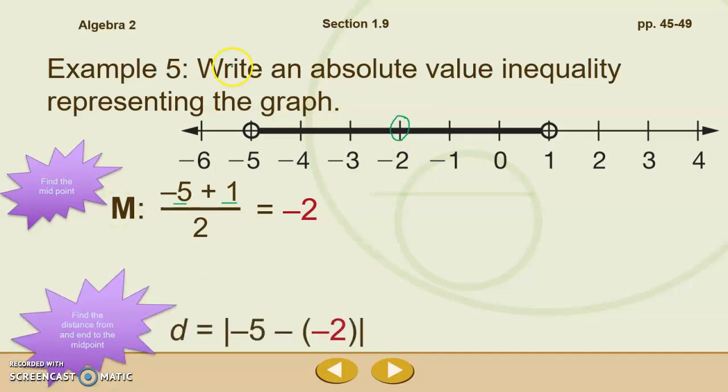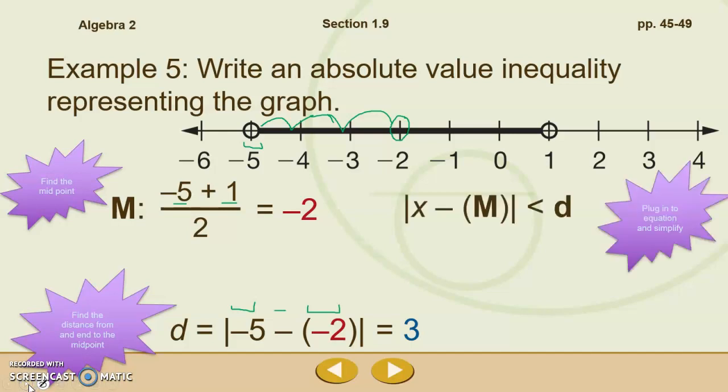That is right in the middle of our segment. The next thing we need to do is find the distance. Now, we could just count how many spaces there are, but it's a whole lot easier to use this formula when you're dealing with larger line segments. So we need to find the distance from any endpoint to the midpoint. Well, when I count, I can tell it's 3, but using the formula, we take one of our endpoints minus the midpoint. So we have negative 5 minus our midpoint. And when we operate on that, we find out that the endpoint is 3 away from the midpoint.